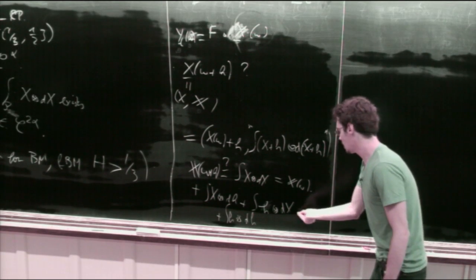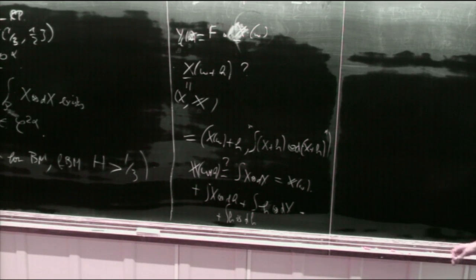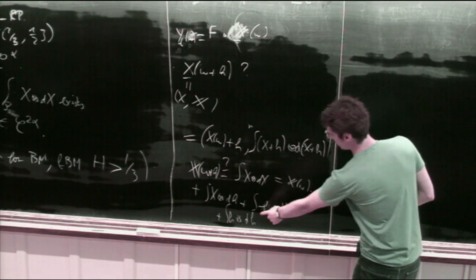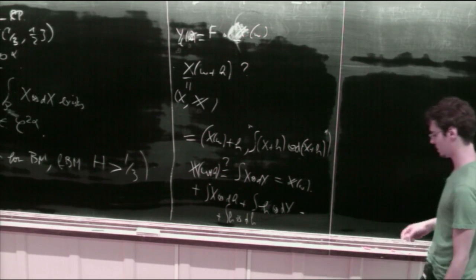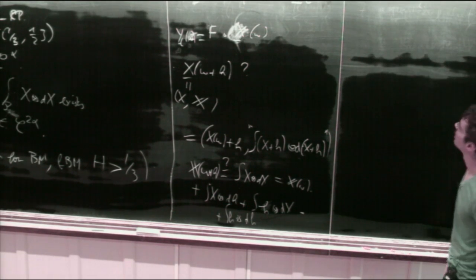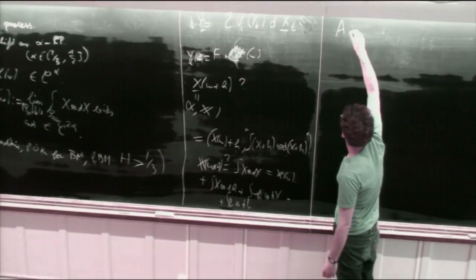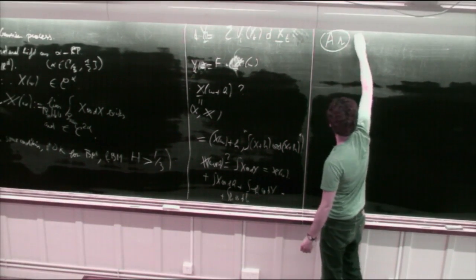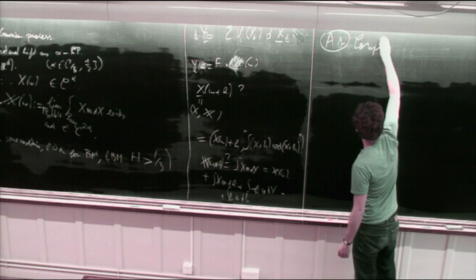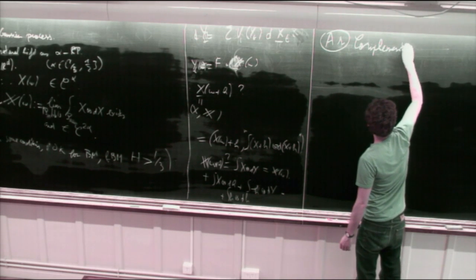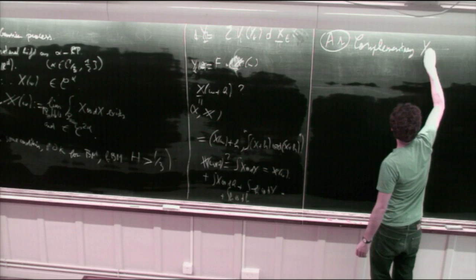Another question is, how do you define this? Basically, we will just make the assumption that ensures that these things are defined as classical Young integrals. Okay, so assumptions. I will have three assumptions. Let me call this one A1, which is known as complementary Young regularity.